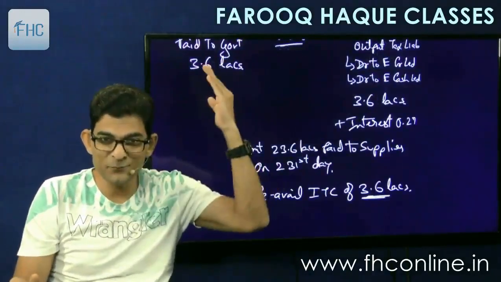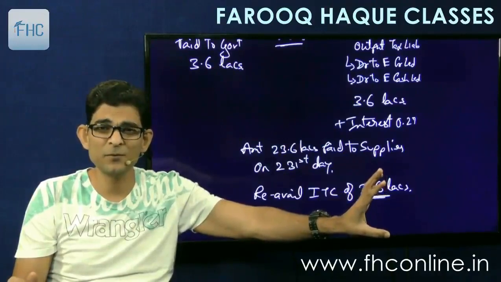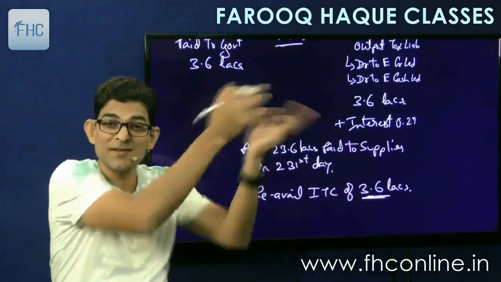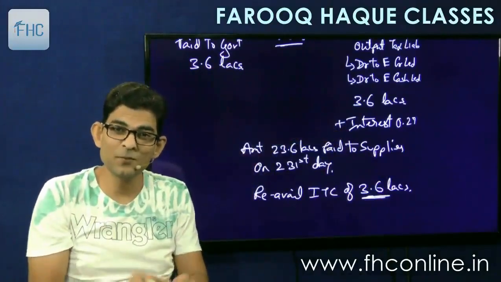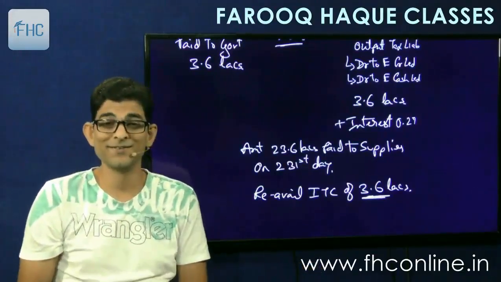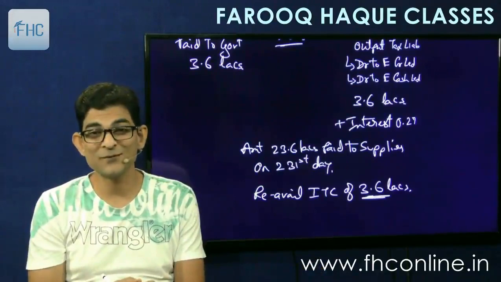And then if you pay that poor person, government says, okay, now you have done a good job, you are a good human being, take this credit. How much? 3.6. So what about my interest that I have paid to the government? Government says it's our money, don't talk about that. So you will lose 27,000 interest that you have paid.